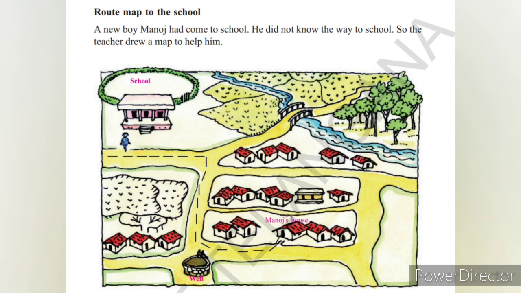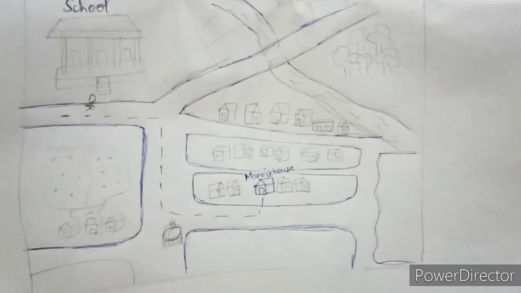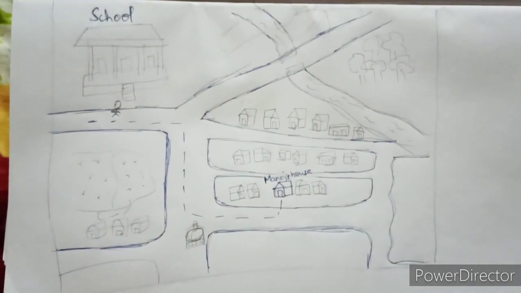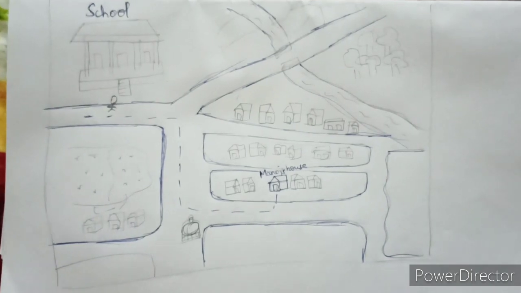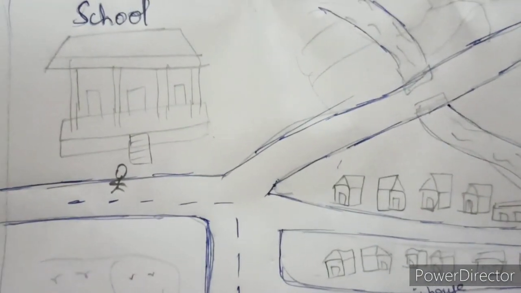A new boy Manoj had come to school. He did not know the way to school. So, the teacher drew a map to help him. So, you can see a map here, school map. Okay. See here, I have drawn roughly the route map from school to Manoj's house. So, here is a school.